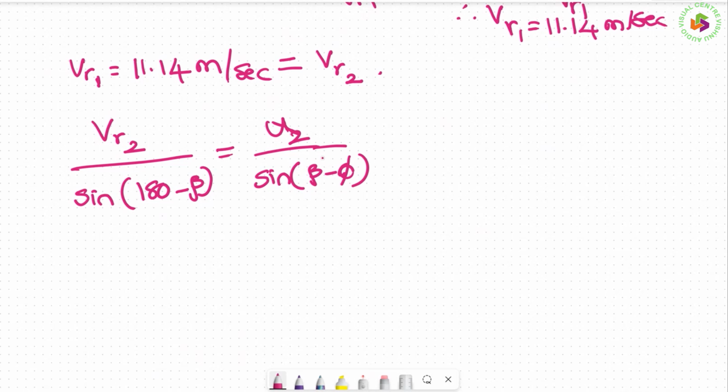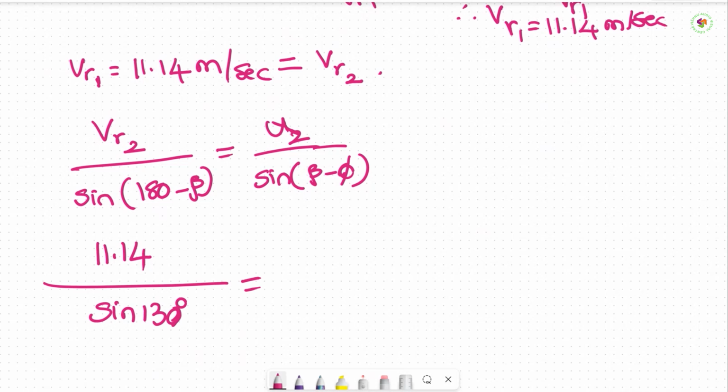So now very simple. VR2 is known. What is VR2? 11.14 divided by sine of 180 minus 50, that is 130. It is sine 130, is equal to U2. Already I have given that U2 is equal to U1. It is 10 divided by sine of 50 degrees minus phi. So this is the thing.